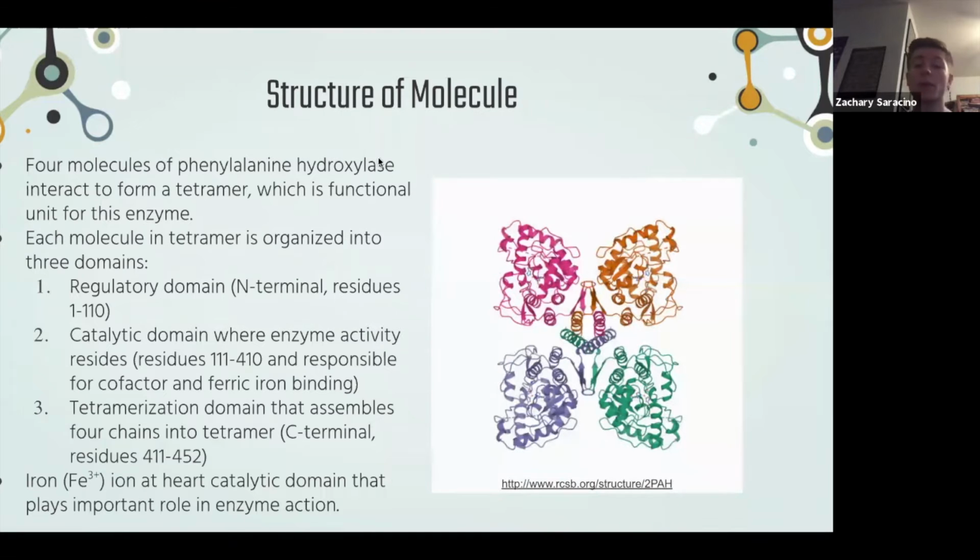There's a lot of information on the structure of the molecule, but I highlighted the most important information on this slide. Basically, 4 PAH molecules interact to form the tetramer, which is the functional unit. Each molecule in the tetramer is organized into 3 domains: a regulatory domain with an N-terminus, residues 1 to 110; a catalytic domain, where most of the enzyme activity occurs, residues 111 to 410, which is also where the BH4 is stabilized by the iron atom at the core; and finally the tetramerization domain that assembles the 4 chains together, the C-terminus, residues 411 to 452.